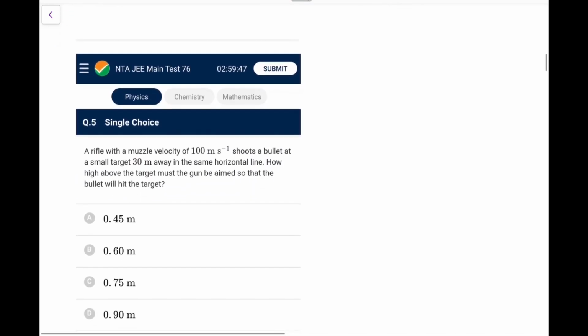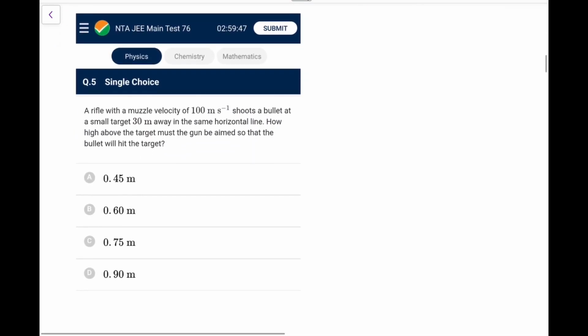Next, a rifle with a muzzle speed of 100 shoots a bullet at a small target 30 meter away in the same line. How high above the target must the gun be aimed so that the bullet hits the target? Here this distance is 30 meter, you are throwing with 100. You should aim somewhere here so that it goes like this. So basically range is 30, let's say this angle is theta, and this is y.